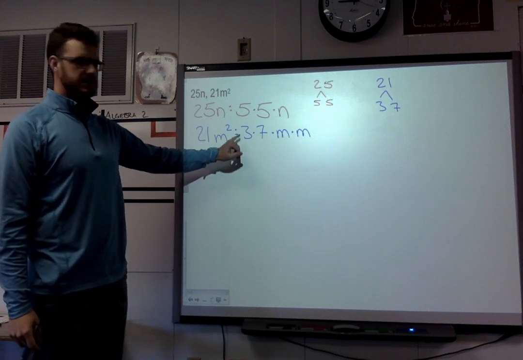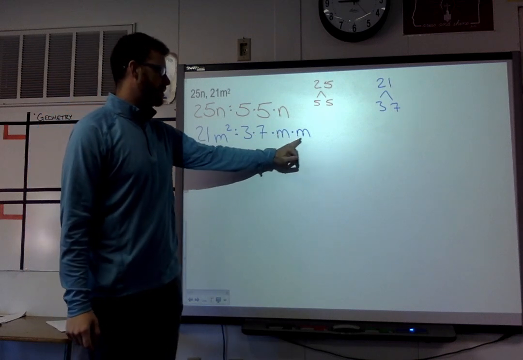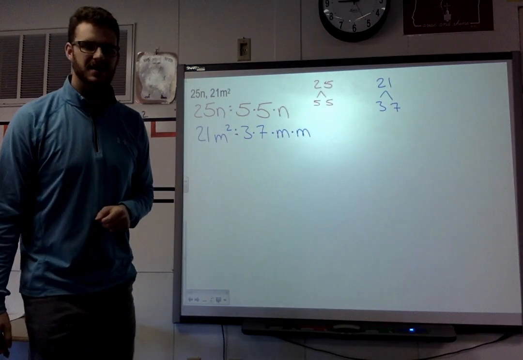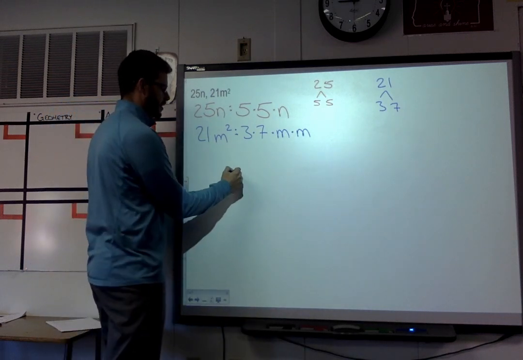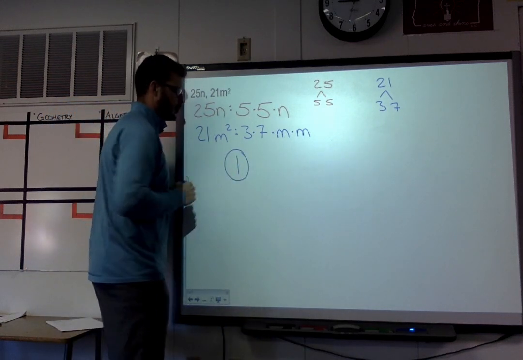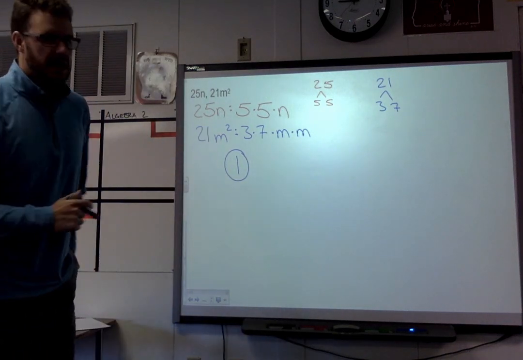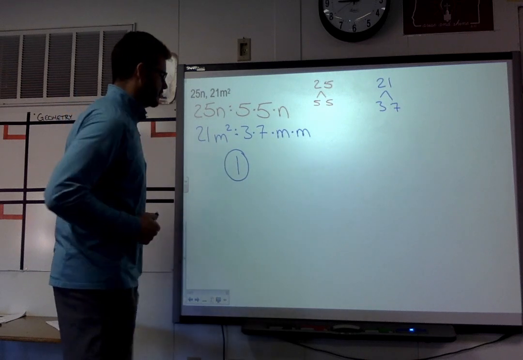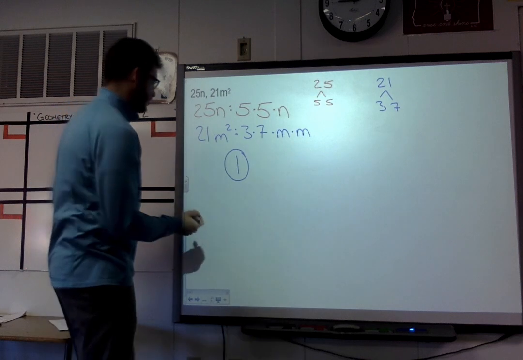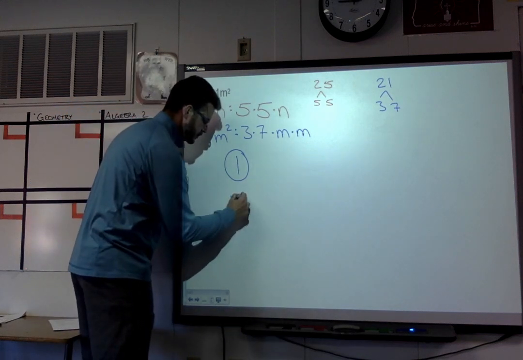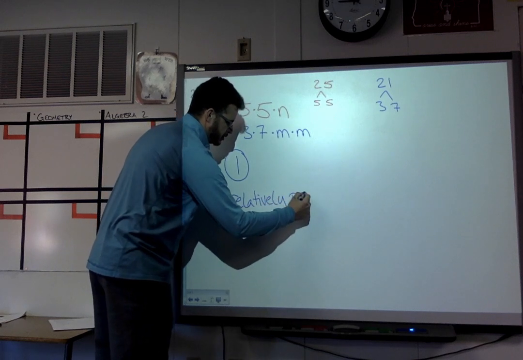Now if you look at this, 5 times 5 times n and 3 times 7 times m times m, there is nothing that those have in common. So our greatest common factor here would be 1, because 1 does go into both of these. And what that means, if the greatest common factor between two monomials is 1, is we would call these relatively prime.